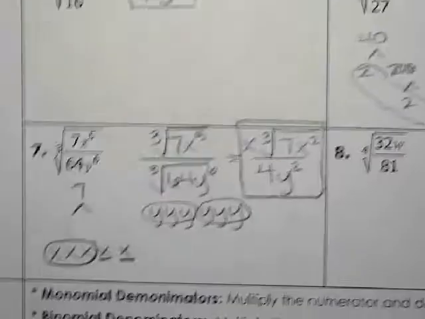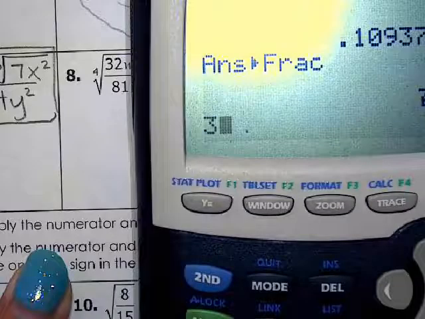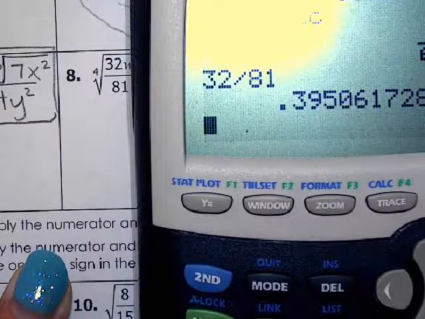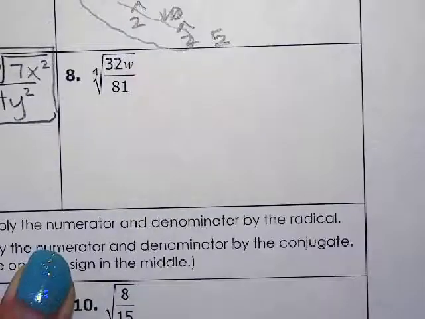Okay, let's try the other one. See if anything happens here. Just turning it into a fraction. Nope, nothing happens. Okay, so let's go ahead and split this apart.